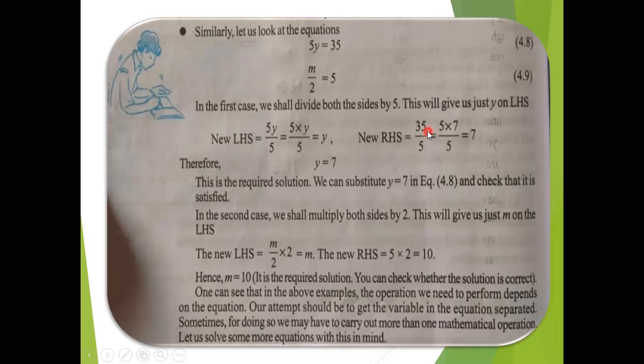In the RHS, what you have to do is 35 by 5. Here 35 you will get as 5 into 7. 5 sevens are 35, divided by 5, which equals 7. So y equals 7. Now you will find here the y value is 7. So this is the required solution. We can substitute y equals 7 in this equation. 5 into 7 equals 35. 5 sevens are 35. So 35 equals 35. Now here it is proved, LHS equals RHS.